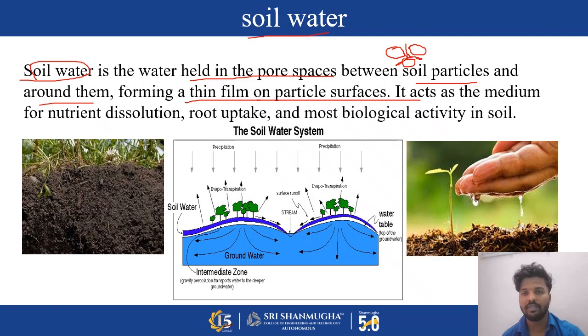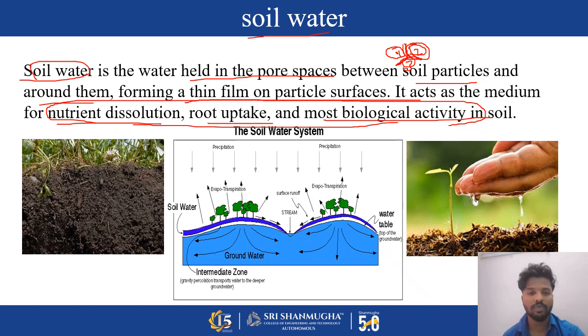The line denotes the soil water. So this is soil particle one, this is soil particle two, this is soil particle three. In between, the soil water is present. Around the surface of the soil particles also, water is present. So this water is called soil water. It acts as a medium for nutrient dissolution, root uptake, and most biological activity in the soil. These actions are done by soil water.